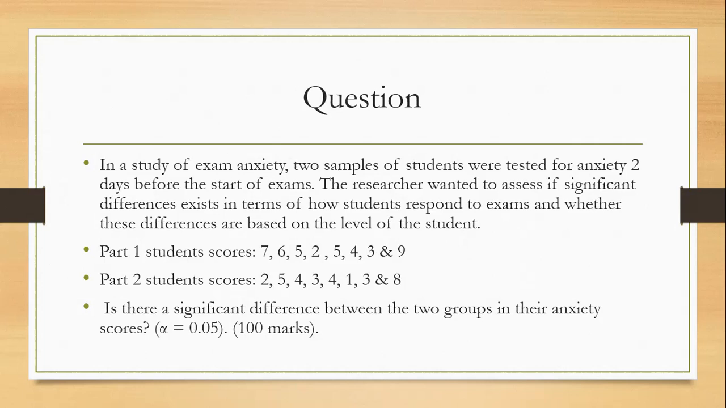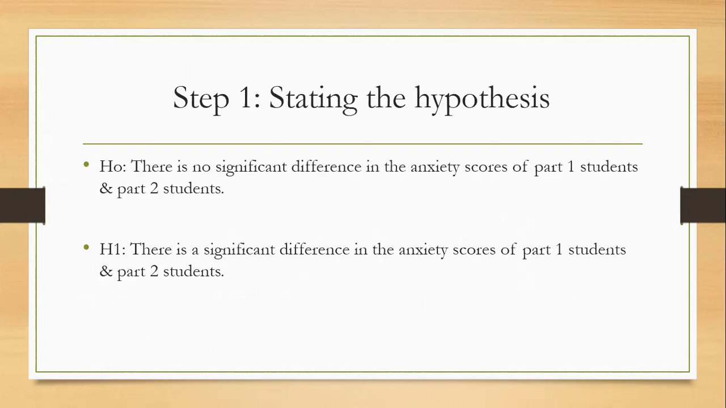Now, the first step there is to state the hypothesis. The null hypothesis would be that there is no significant difference in the anxiety scores of part 1 students and part 2 students. The alternate hypothesis would be that there is a significant difference in the anxiety scores of part 1 students and part 2 students.